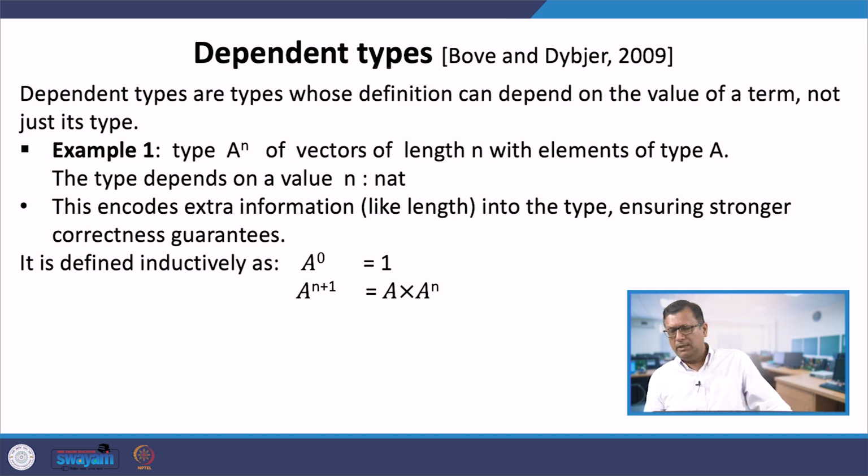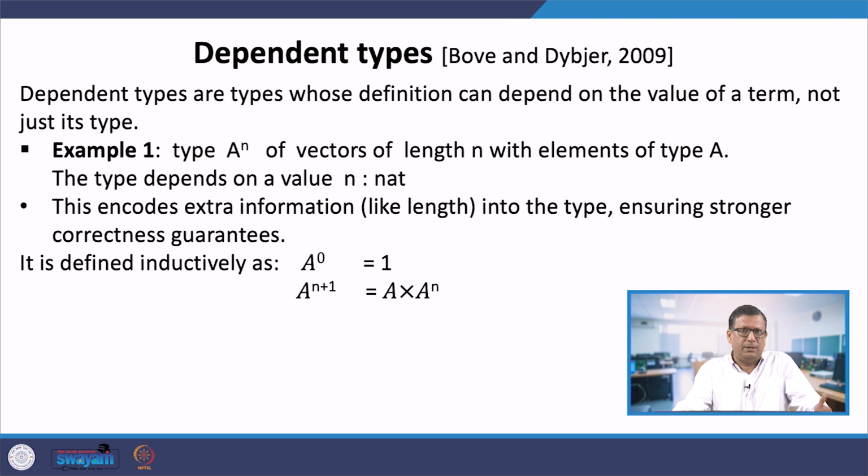We are saying it is a type integer, type bool, like that, but it is not a value. So if I change it, say vectors of length 5, that itself is one type. Vector of length 3 is another type. Now this makes it quite a different notion that we are seeing here. This encodes extra information like length into the type, ensuring stronger correctness guarantees.